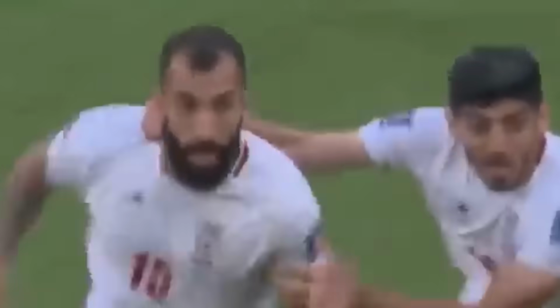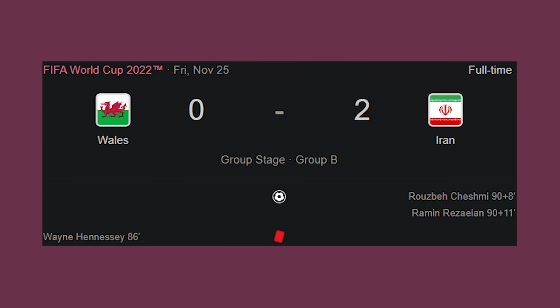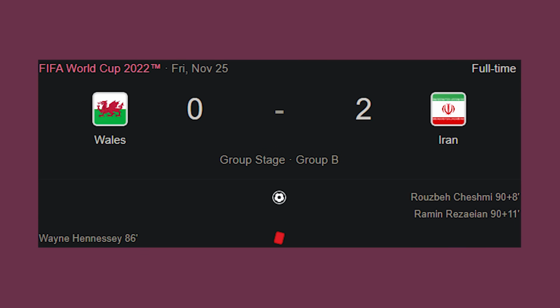Finally though, after numerous attempts and Wayne Hennessey being off the Hennessey, Rouzbeh Cheshmi scores an absolute banger in the 98th minute. Just 2 minutes later, Iran cap off an incredibly emotional win to keep their World Cup hopes alive. 2-0 to the Iranians, who jump into second, while Welsh fans will be severely disappointed with their performance.